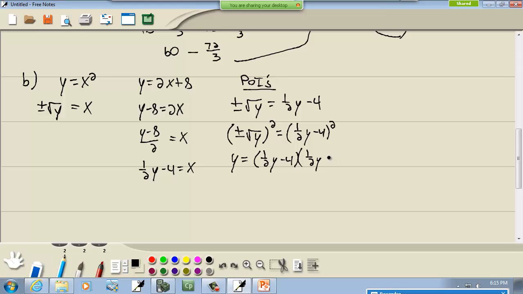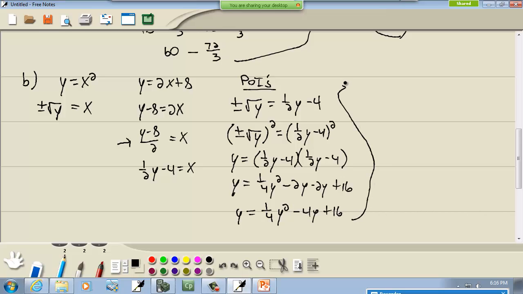So we got 1/2 y minus 4 times 1/2 y minus 4. So that gives us 1/4 y squared minus 2y minus 2y plus 16. It would have been better if I'd actually left it in this form right here, but oh well. Let me double check myself there. So then that gives us 1/4 y squared minus 4y plus 16.